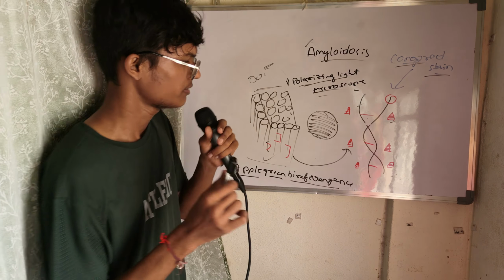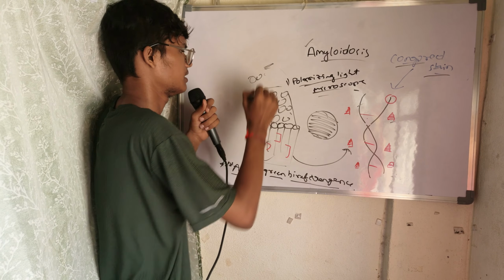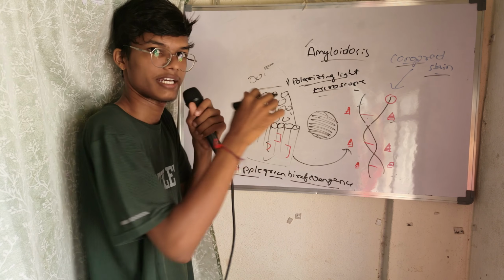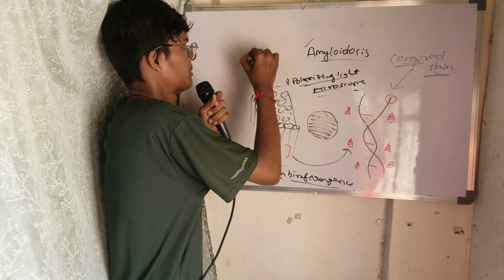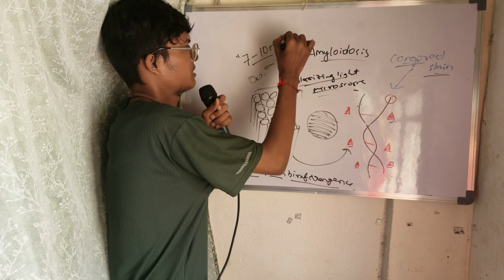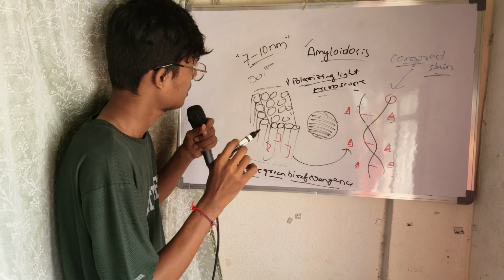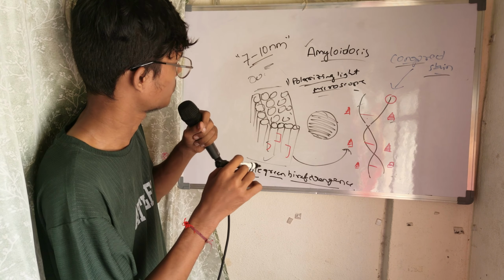And one more thing for theory purpose: the diameter of the amyloid fibril will be 7 to 10 nanometers. This is required for theory purpose. Okay, 7 to 10 nanometers. Then, what more can we discuss?